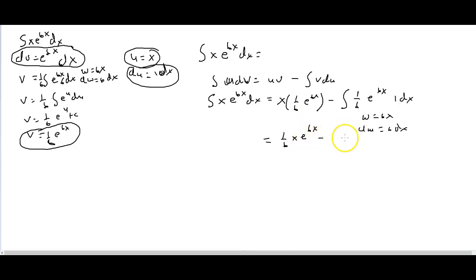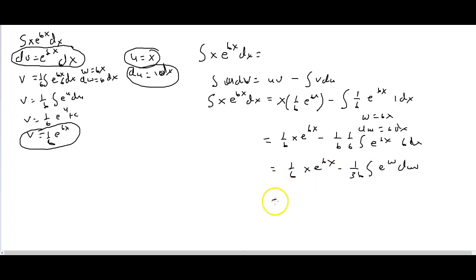Sorry about that. And then I got 1/6 out in front. I need another 6 dx, so I need another 1/6. So I put another 1/6 out in front. Integral of e to the 6x. Now I'm ready to turn into w's. So this becomes 1/6 x e to the 6x minus 1/36 integral e to the w dw.